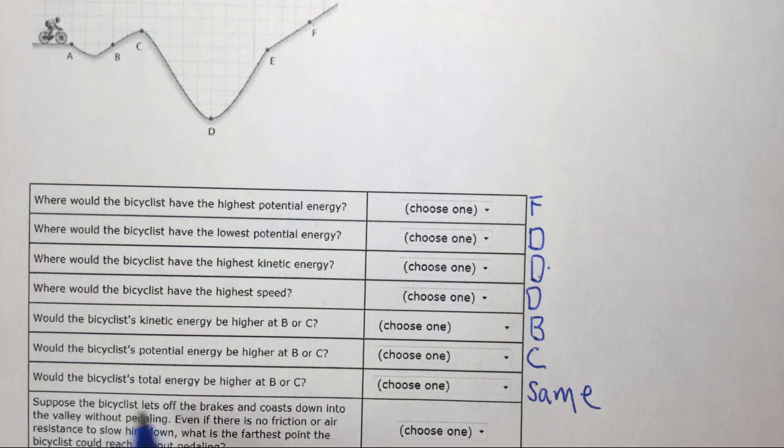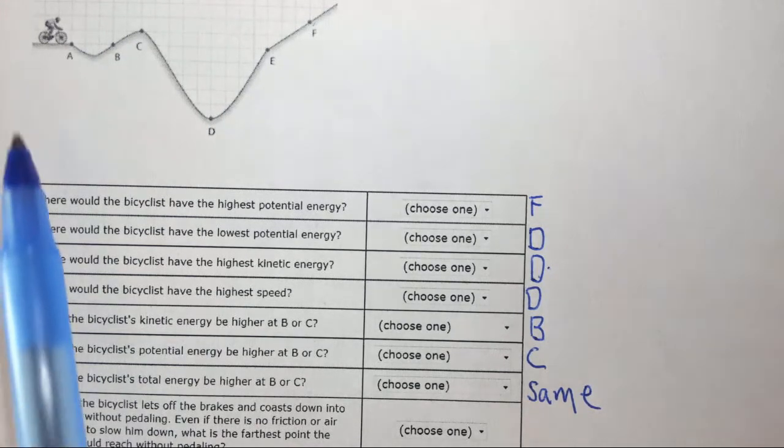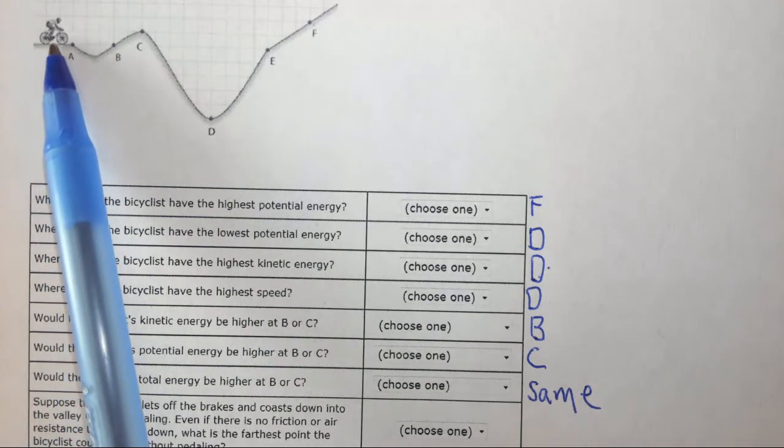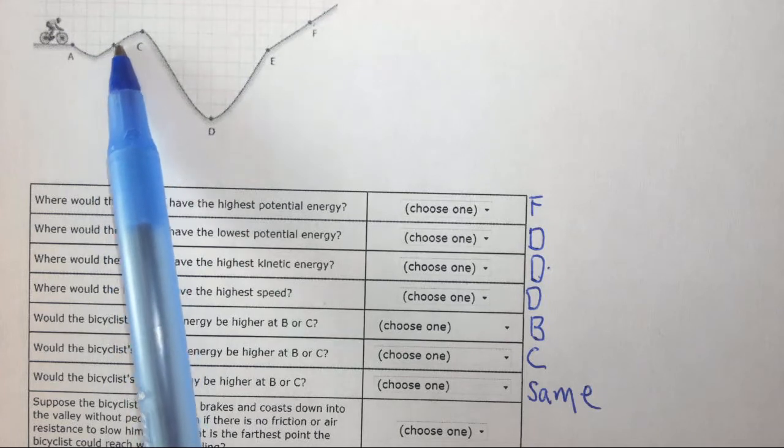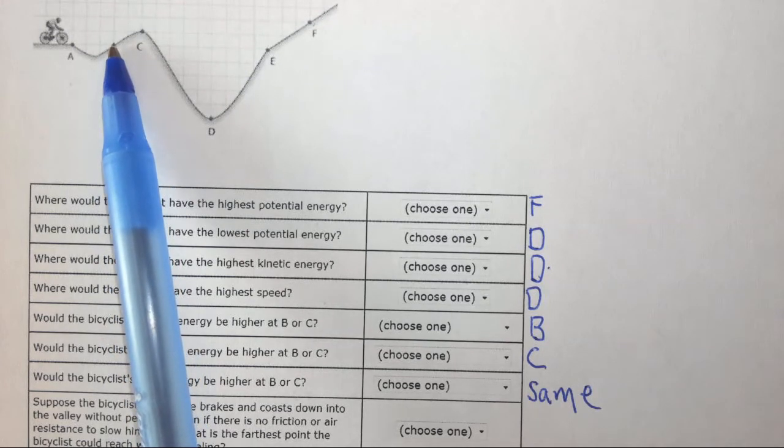And then the last question, suppose the bicyclist lets off the brakes and coasts down into the valley without pedaling. Even if there's no friction or air resistance to slow him down, what is the furthest point the bicyclist could reach without pedaling, without adding any additional energy? So here, if the bicyclist coasts down A and there's no friction or air resistance, they will come back to B, which is exactly the same amount of potential energy.